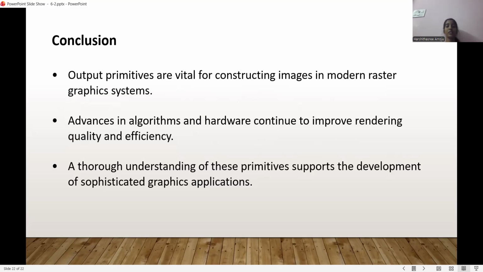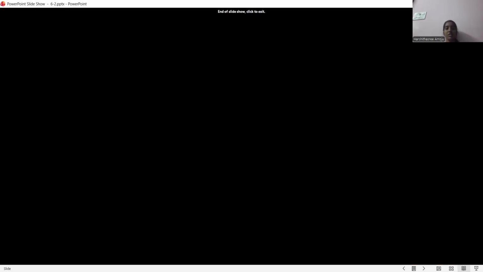Output primitives are vital for constructing images in modern raster graphics systems. Advances in algorithms and hardware continue to improve rendering quality and efficiency. A thorough understanding of these primitives supports the development of sophisticated graphics applications.